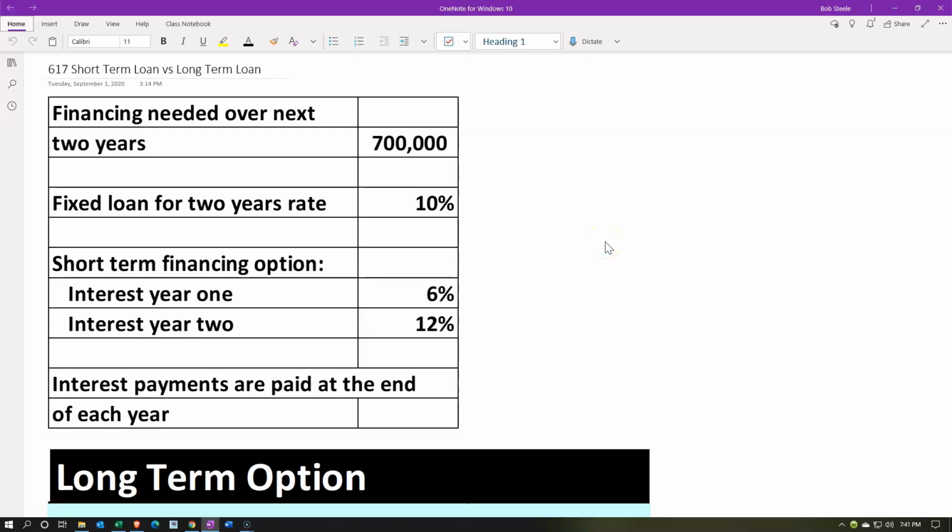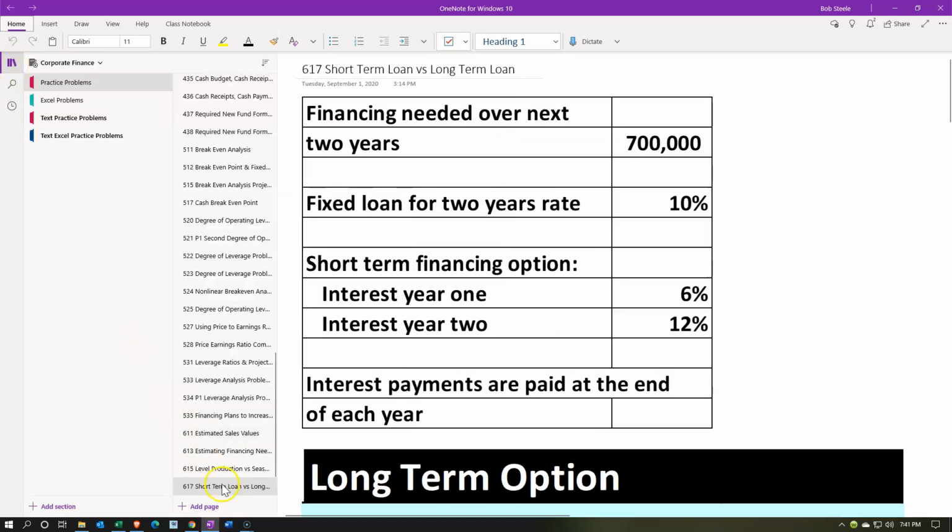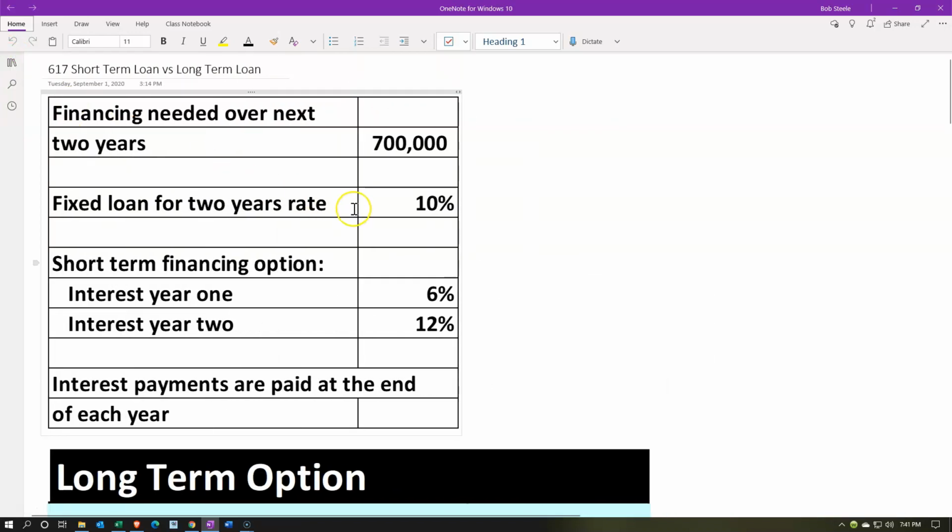Here we are in OneNote. If you would like to follow along in OneNote, you're not required to do so, but if you have access to it and would like to, we are in the 617 short-term loan versus long-term loan tab in the practice problems section. Closing this back out, we're going to have our information up top. We're going to use that to go through the practice problem.